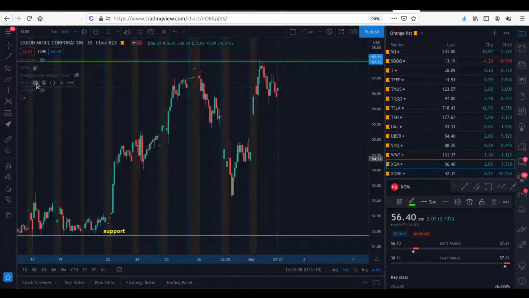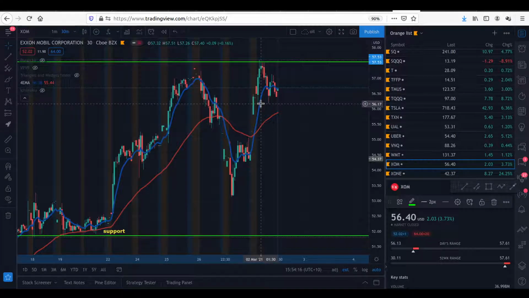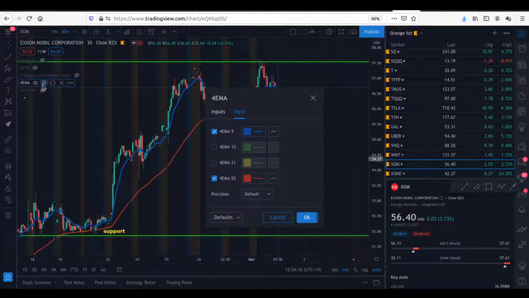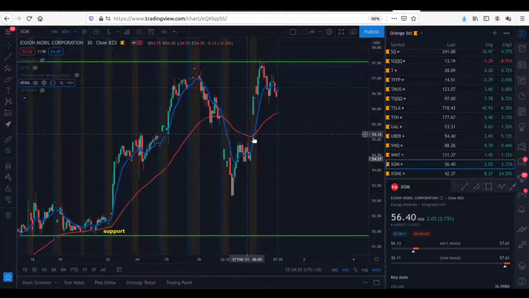Another one is the 4 exponential moving averages. The moving averages basically average out the price over the time period that you've selected. So in this current example, when the blue line, which stands for the 9-day moving average, and the red line, which is the 55-day average, cross, that is an indication that the price is going to change.